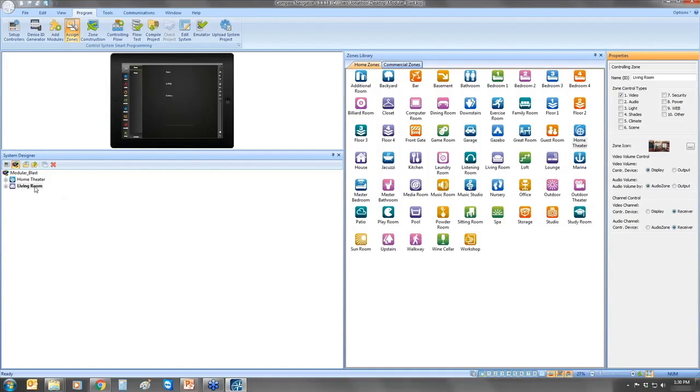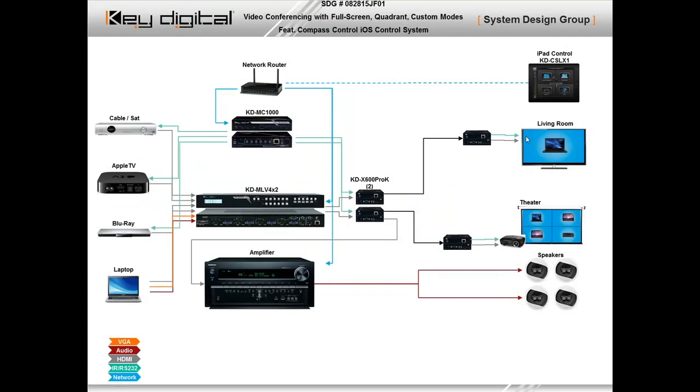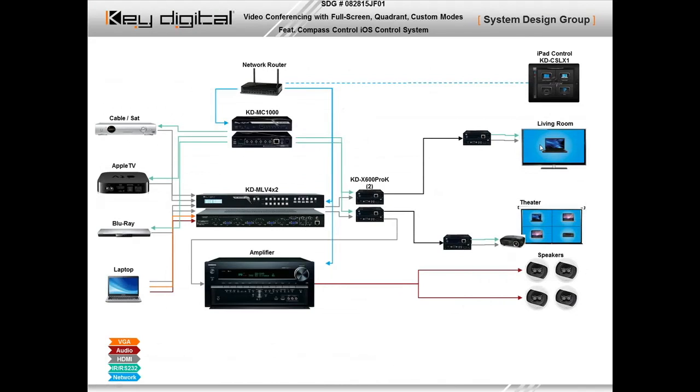Now, actually, how this is done, zone one of your system should be at the top of this list. Zone two at the bottom. So you kind of need to refer to your connectivity guide, don't you? Living room is our top zone here, zone one. Theater is zone two.